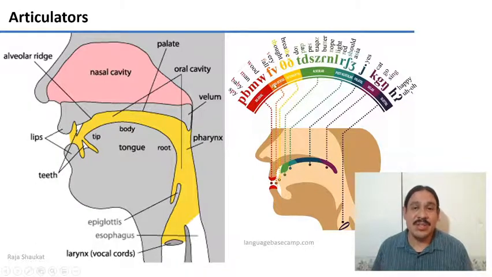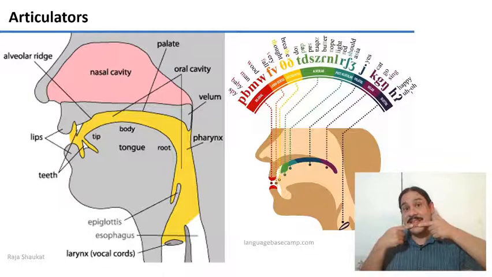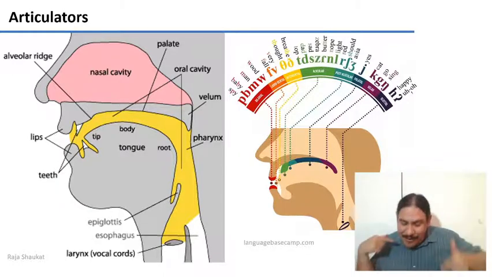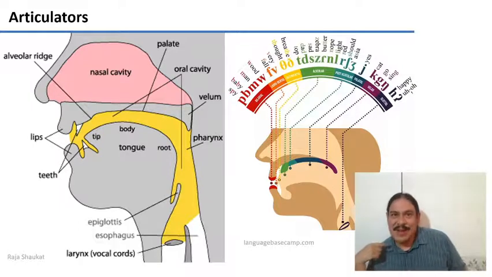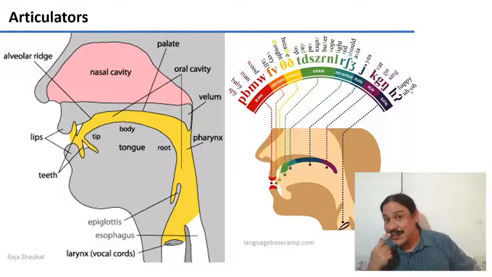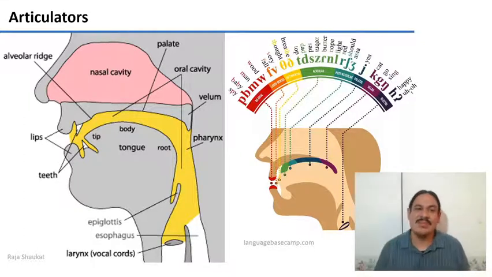There's sounds in English that are labiodental. For example, the F in fall. They're labiodental because they involve your lower teeth having contact with your upper lip. Fall. Very. Please give it a try and try to feel what your teeth and your lips are doing. Fall. Very.